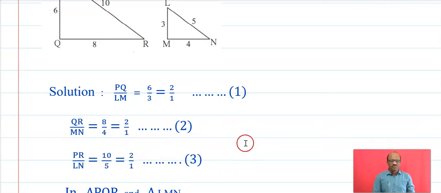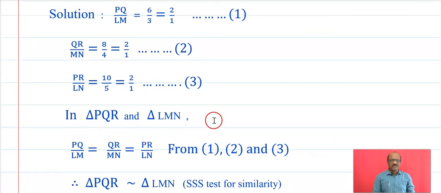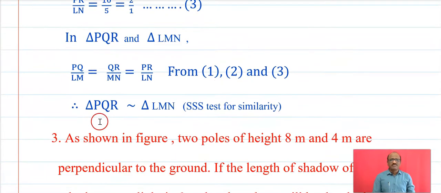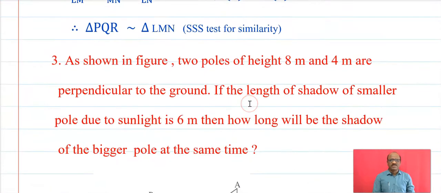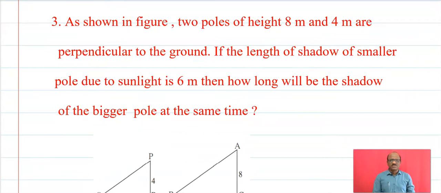Therefore, from 1 to 3, in triangle PQR and triangle LMN, the sides are in proportion. PQ upon LM is equal to QR upon MN is equal to PR upon LN. Therefore, from 1, 2, 3, triangle PQR is similar to triangle LMN by the SSS test for similarity. Now, question number 3.